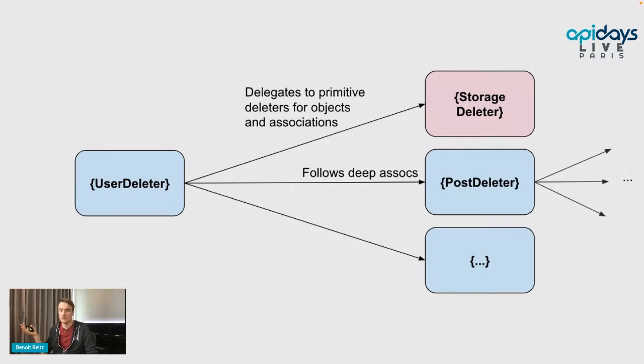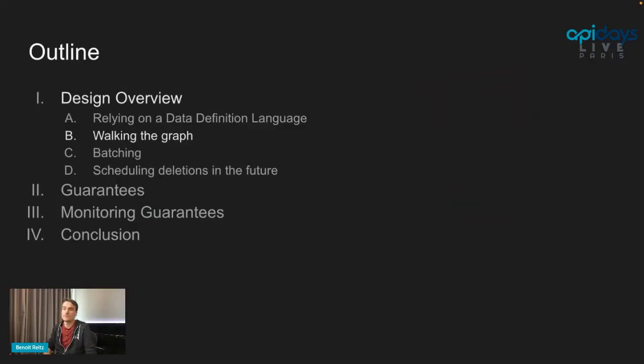Primitive deleters are interaction points between the deletion framework and the different storages that we integrate with. And those primitive deleters are written by the deletion framework team in their effort to expand the coverage of the deletion framework. And those are the actual deleters that do work. So basically, generated deleters iterate over the graph, and once we reach a leaf, we execute a primitive deleter that issues the delete to the data store.